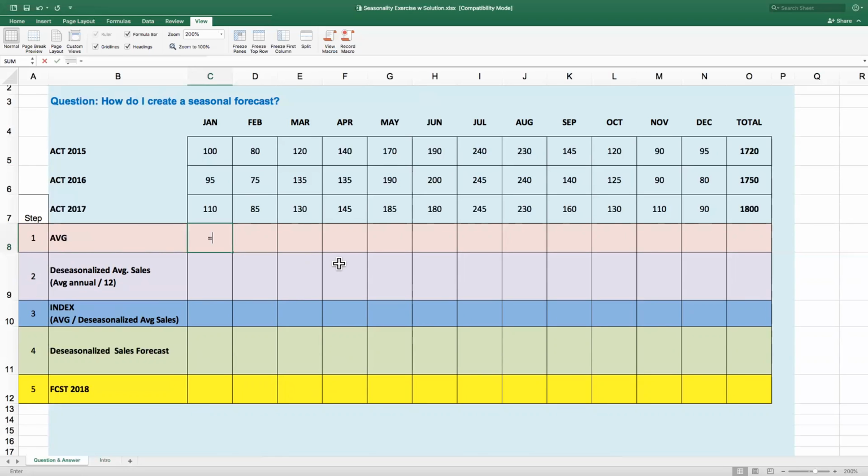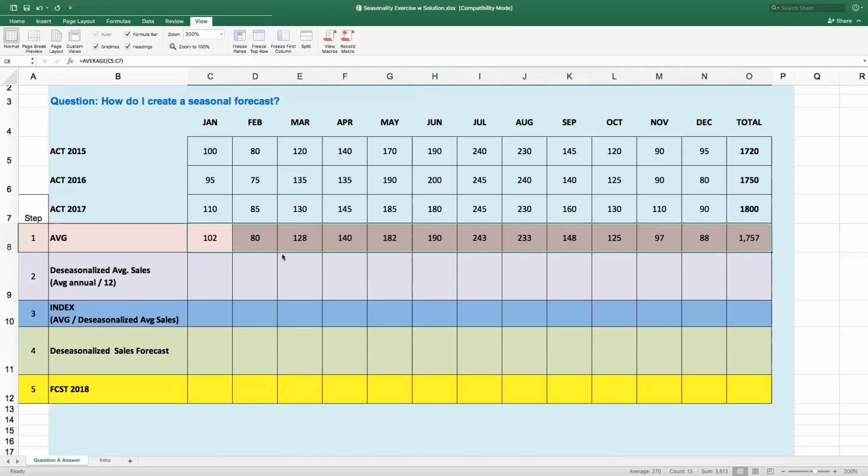So what I'm going to do is take an average. I'm going to use Excel to do this. I'm going to take an average of the 3 years of the month of January. So what I know is that in the 3 years of data that I have, on average I sell 102 units in January. I'm going to carry that all the way across and copy.